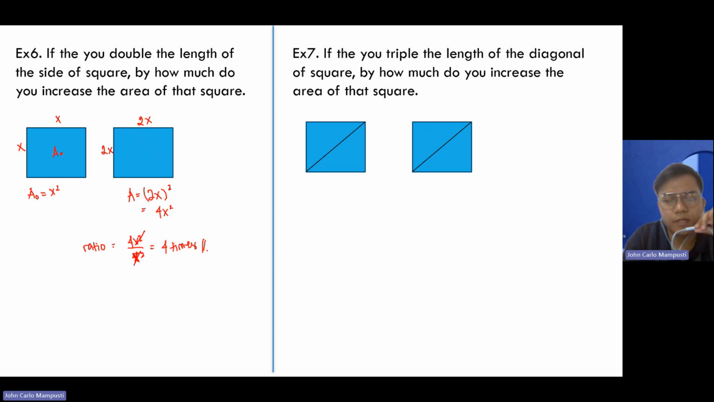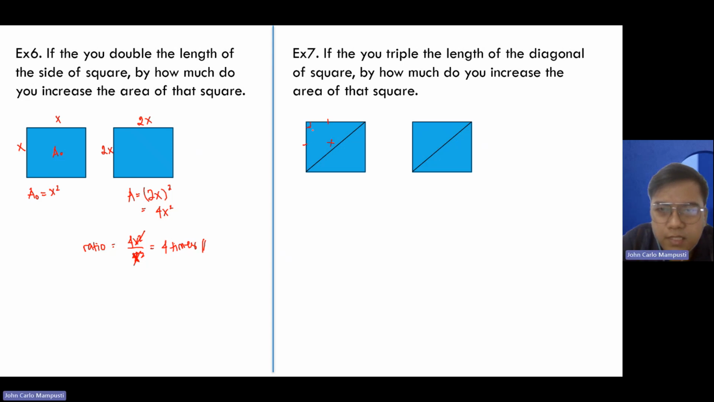Okay? So next one. If you triple the length of the diagonal of a square, by how much do you increase the area of that square? So let's say this is the diagonal. Let's say this is X. Okay? So remember, this is a right triangle. But not just a right triangle, this is an isosceles right triangle. Why isosceles? Because this side and this side are equal.